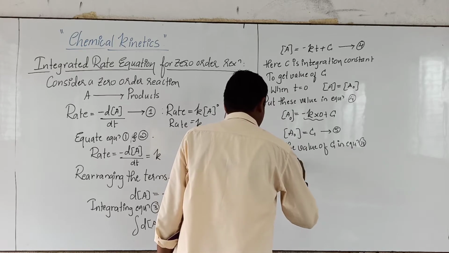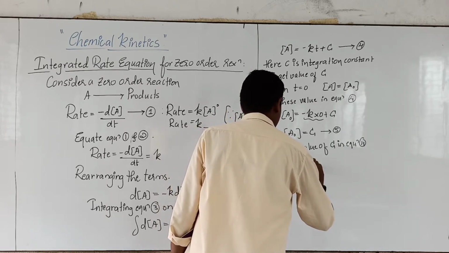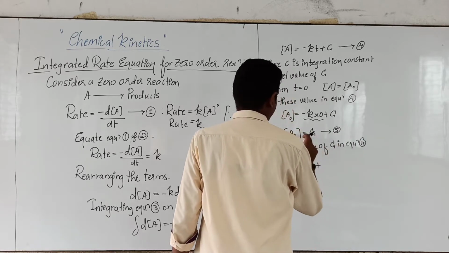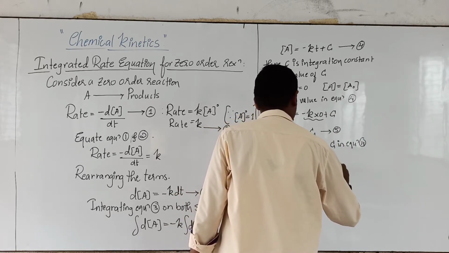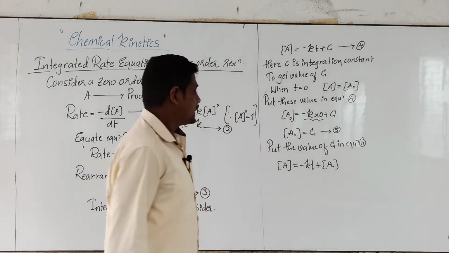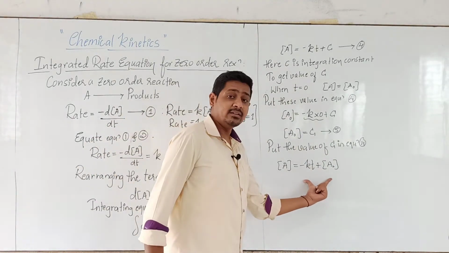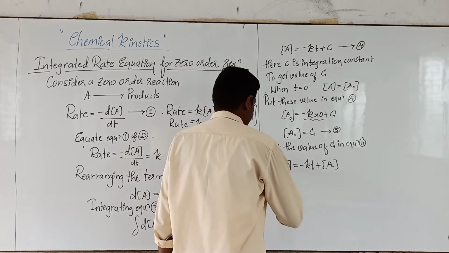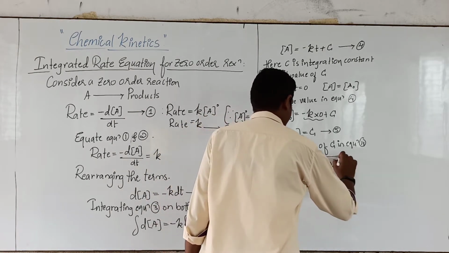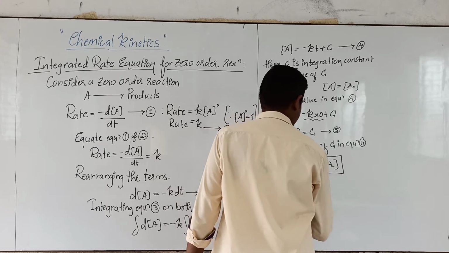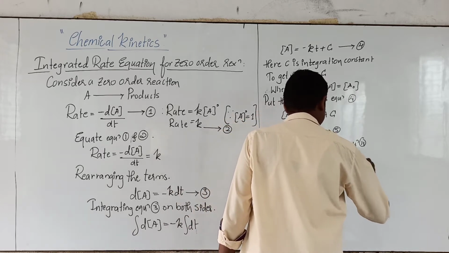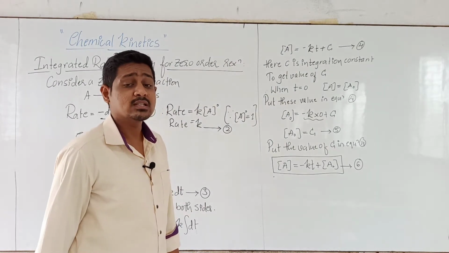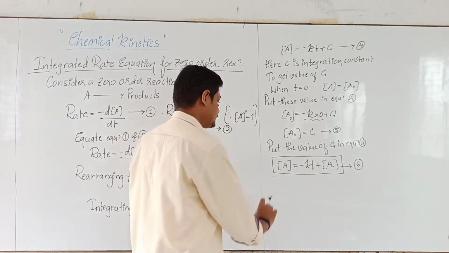So we will get A is equal to minus KT plus C. What is the value of C? It is A naught. Now this we call as the integrated equation for zero order reaction. Say equation 6. We call it the integrated rate equation for zero order reaction.